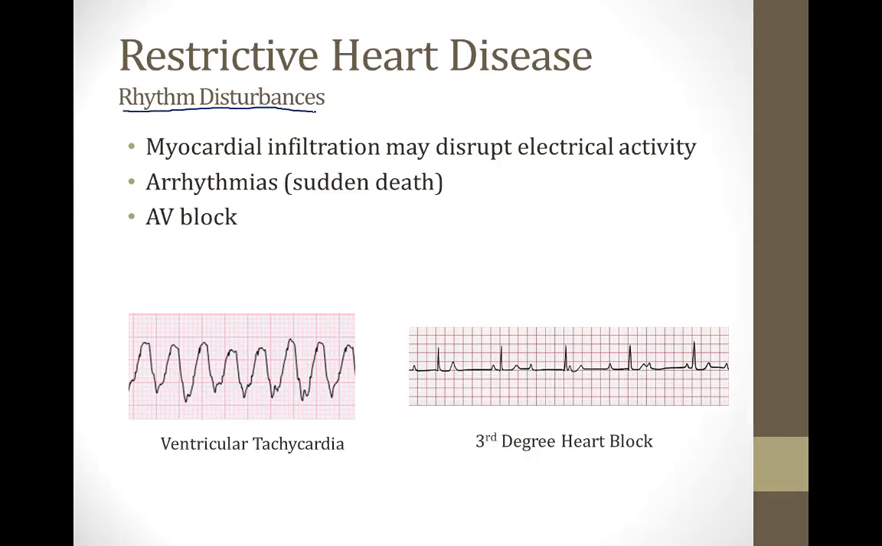Rhythm disturbances are also common to many forms of restrictive heart disease. Substances that infiltrate the myocardium can disrupt electrical activity. This can potentially cause arrhythmias, sometimes dangerous arrhythmias like ventricular tachycardia, which can lead to sudden death, but in addition, other arrhythmias can occur. This can also lead to various forms of AV block, such as third-degree AV block, as I've shown on the bottom of the screen here.